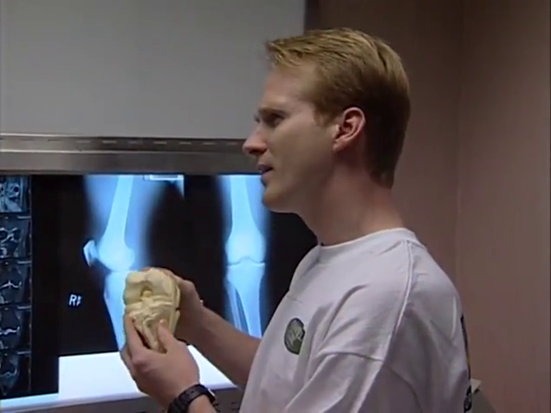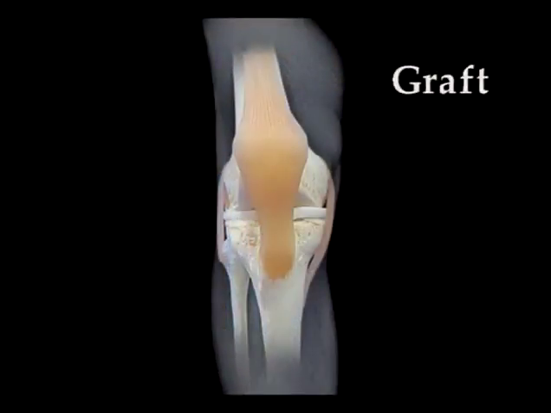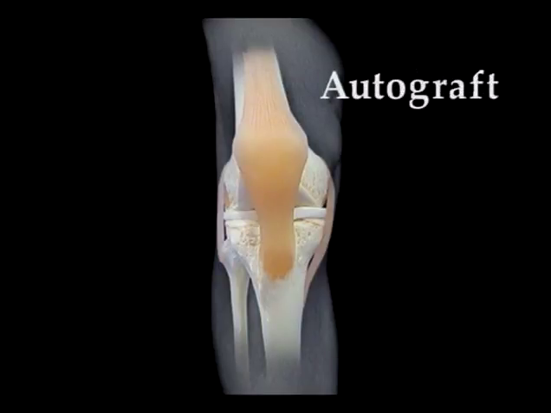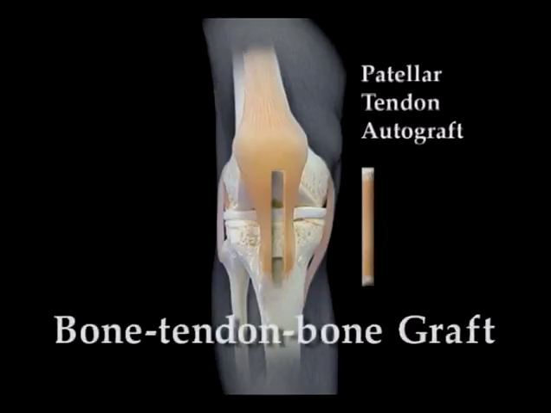In most cases, the ACL is reconstructed using another tendon from around the knee. The material used to reconstruct the ligament is called a graft. This is often an autograft from one's own body. The most commonly used form of ACL reconstruction today uses a patellar tendon autograft. This graft makes use of the central or middle third of the patellar tendon and its attached piece of bone from both the kneecap or patella and the tibia. Because of the structures involved, this is known as a bone-tendon-bone graft.